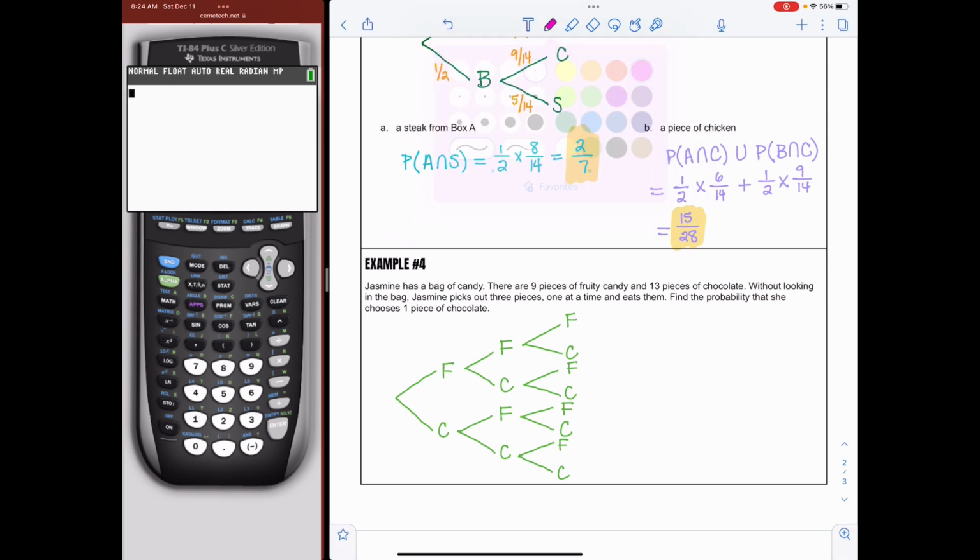So we have to put in the probabilities here. So the first time, if there are 9 pieces of fruity candy and 13 pieces of chocolate, that is 22 pieces of candy total. And the probability of getting, on the first try, a fruity piece of candy is going to be 9 out of 22. And the probability of getting a chocolate is going to be 13 out of 22.